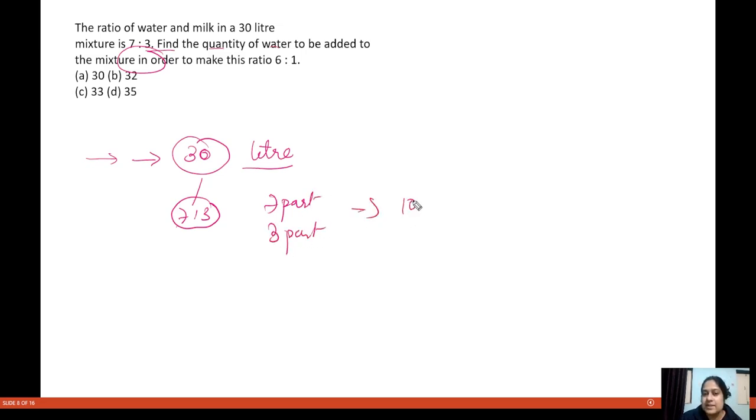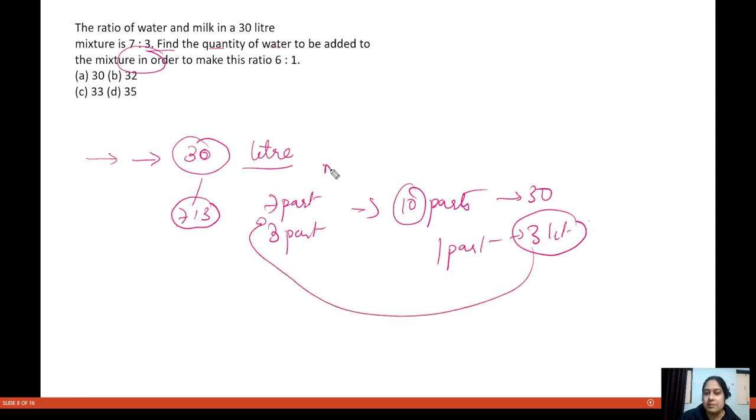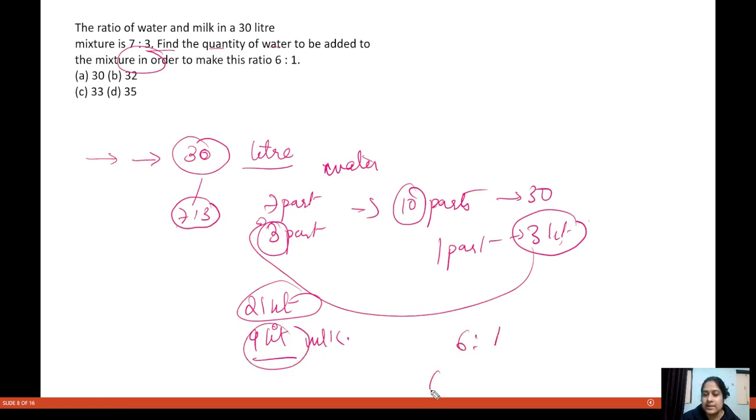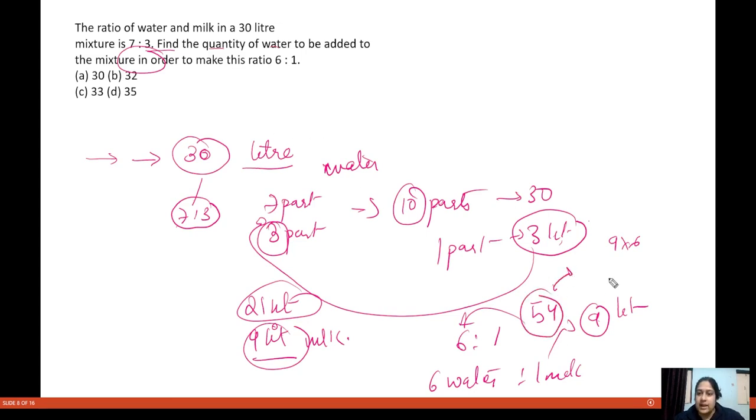Okay, but it is saying that there are 7 parts water, so that means there is 21 liter water, and there are 3 parts milk, so that means there is 9 liter of milk. Fine. Now we have to make the ratio 6 is to 1, that is 6 parts water and 1 part milk. So 1 part milk is now how much? 9 liter. So 6 parts water means 9 into 6, that means 54. But you already have how much? You already have 21 liter water. So how much more water are you going to need? 33 liter. Okay, 33 liter.